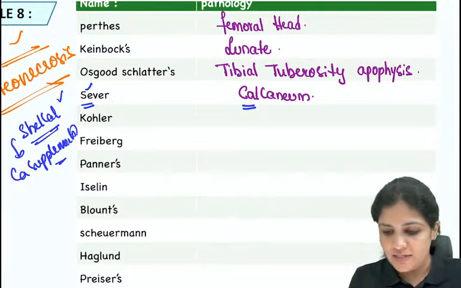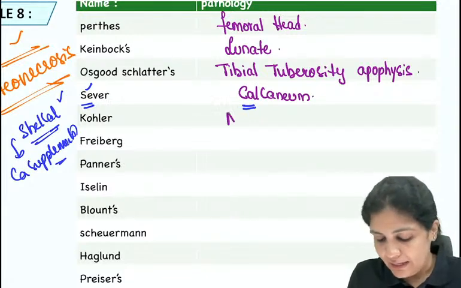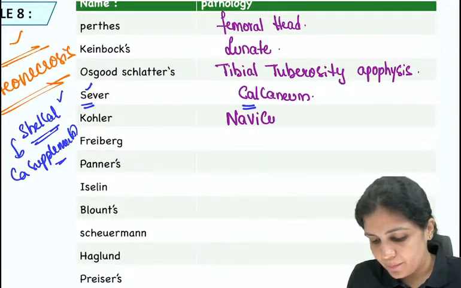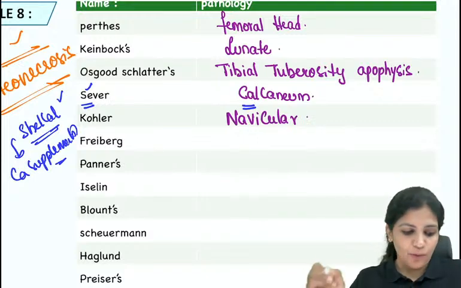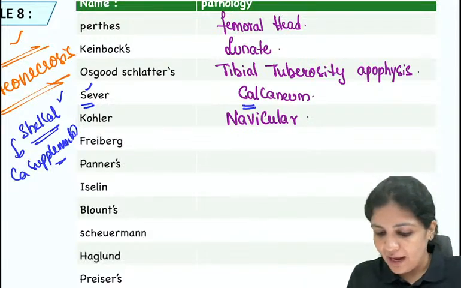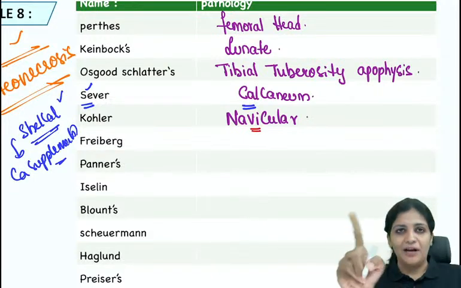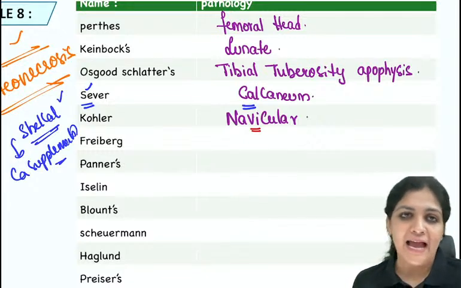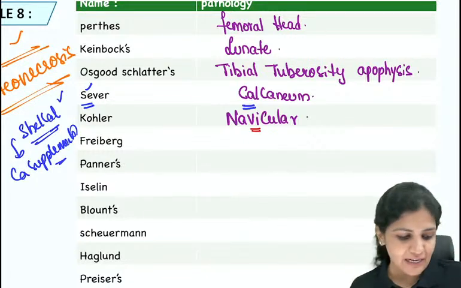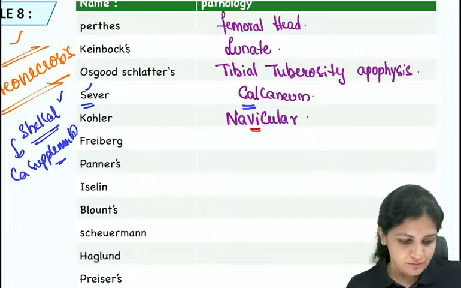Next is Kohler's. Kohler's is navicular. So Kohler, I only remember Virat Kohli by that. And here we have Navi and Kohler, that is Virat and Kohli. So navicular is Kohler's, right?